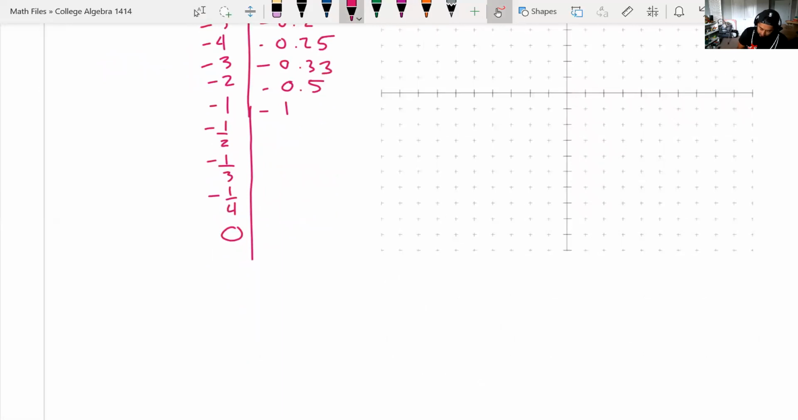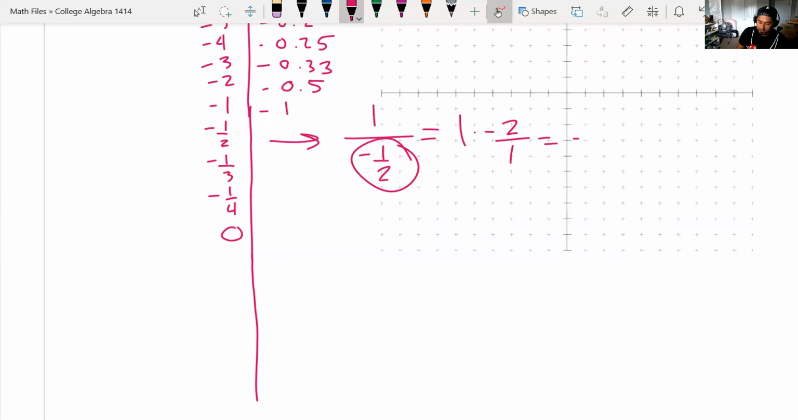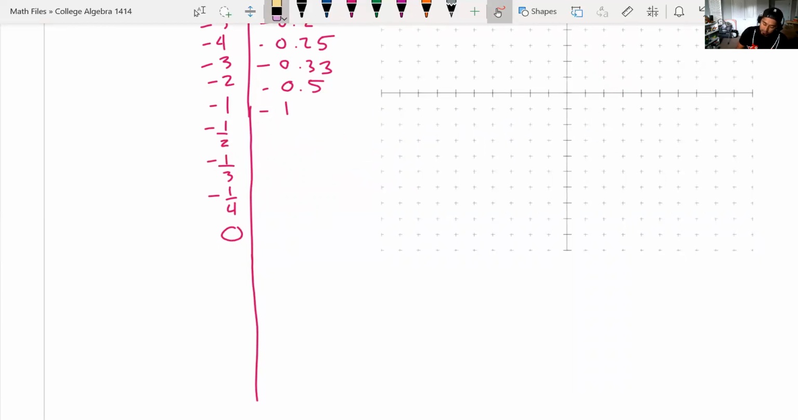So once again, if I choose -1/2, here's what happens. You get 1 over -1/2, which means that you will reciprocate this fraction, and I'll just end up with 1 times -2 over 1, which gives me -2. So with that being said, all these numbers become -2, -3, -4, and then undefined.